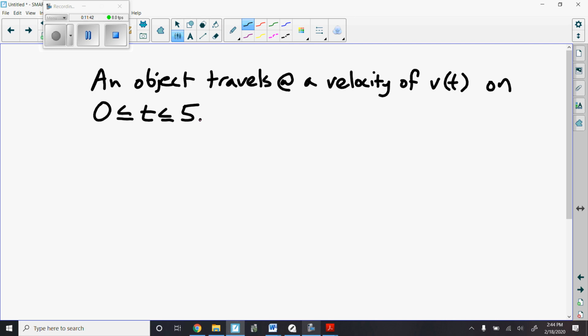Oftentimes what they'll do here is they'll give you a starting position for an object. Although it's not always a starting position, they'll give you a position at a certain time. They'll say at t equals 0, x equals 4. Remember, x is a common letter that they use for position, right? x of t. So what they're saying here is x of 0 equals 4. So that means at time 0, I'm at a position 4.